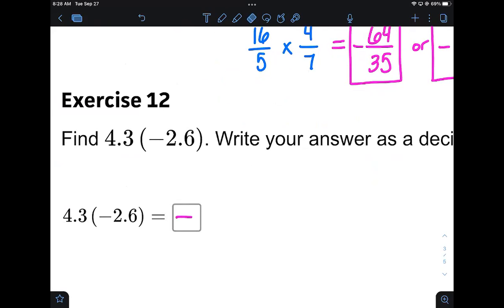In fact, since we're multiplying with decimals, I don't even need to look at the decimal points. I don't have to line them up when I'm multiplying. I can just pretend it's 43 times 26.